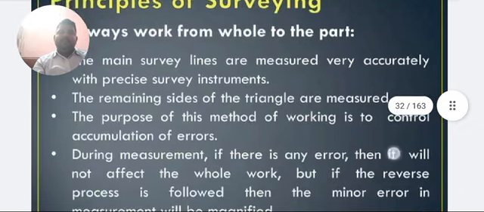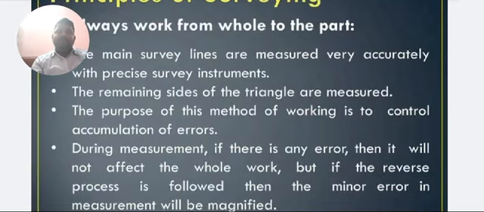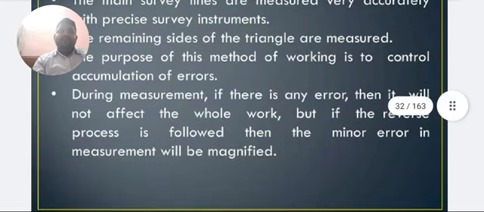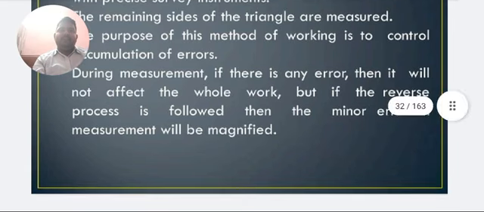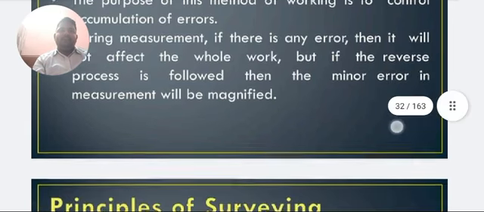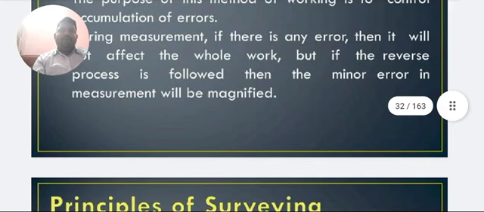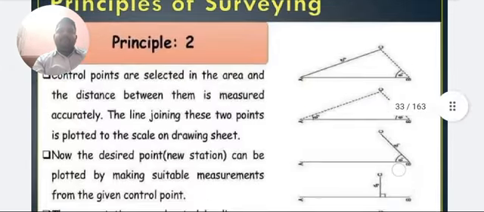The main survey lines are measured accurately with very precise instruments. The remaining sets of triangles are then measured. The purpose of this method of working is to control the accumulation of errors during the measurements. If there is any error, it does not affect the whole work. In the reverse process, a minor error will be magnified.